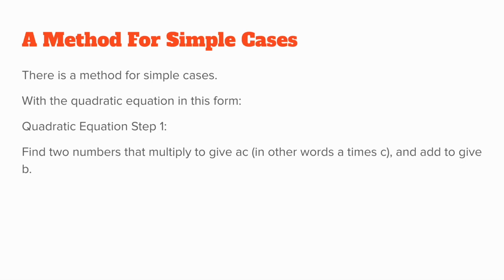Let's see another method, which is a method for simple cases. With the quadratic equation in this form, ax squared plus bx plus c equals 0, we firstly need to find two numbers that multiply to give ac, simply defined as a times c, and add to give b.